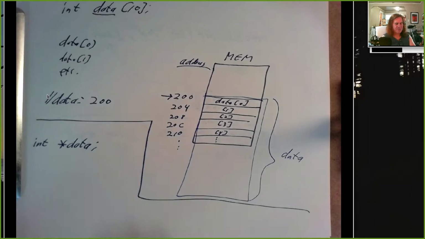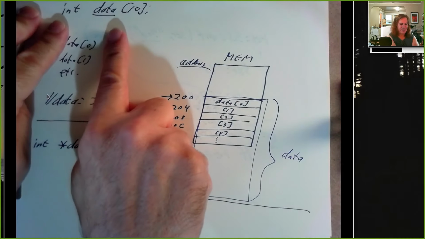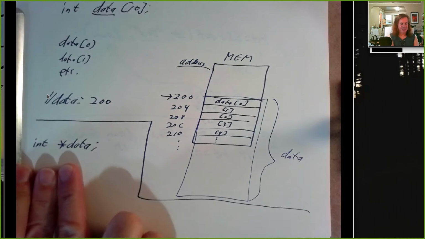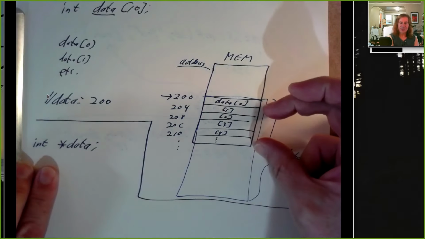All right, so when I write my C code and I want an array, I usually do this. But once everything is compiled and running, it's as if I did that. It's just that data has been initialized to some location in memory.